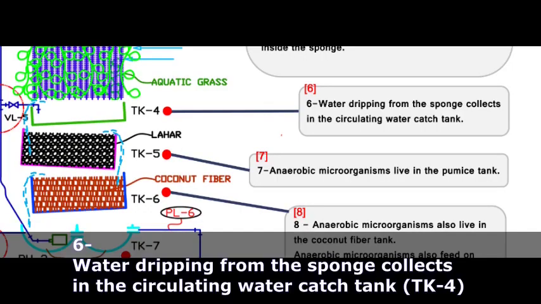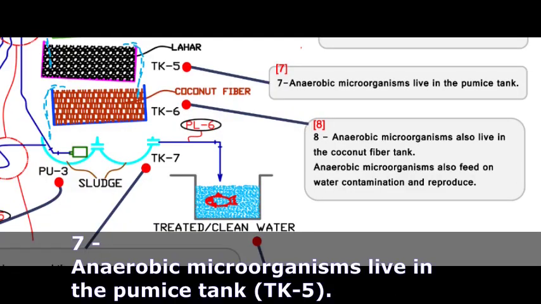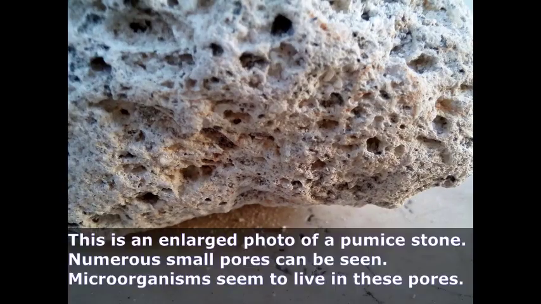Section 6. Water dripping from the sponge collects in the circulating water catch tank, TK4. Section 7. Anaerobic microorganisms live in the pumice tank, TK5. This is an enlarged photo of a pumice stone. Numerous small pores can be seen. Microorganisms seem to live in these pores.